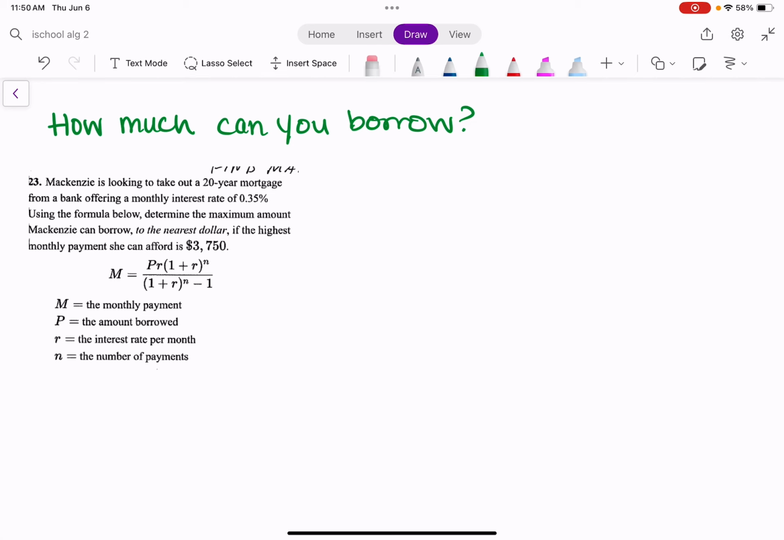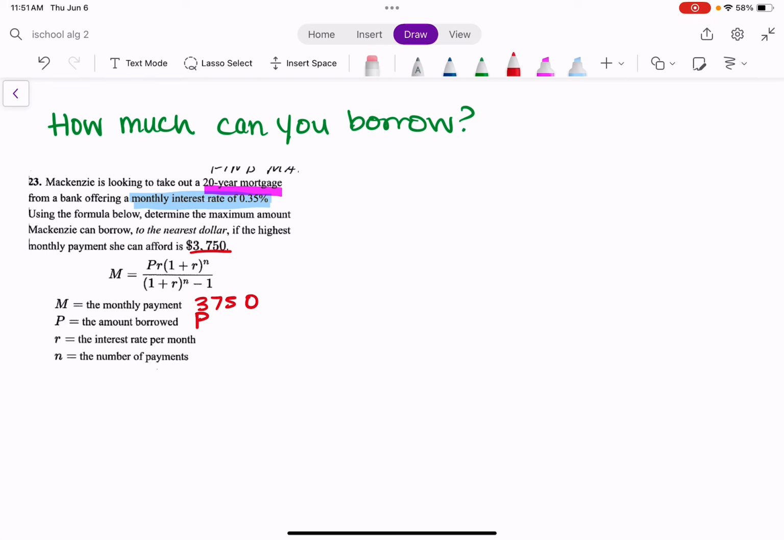mortgage, okay? So Mackenzie is looking to take out a 20-year mortgage from a bank offering a monthly interest rate of 0.35%. Using the formula below, determine the maximum amount Mackenzie can borrow to the nearest dollar if the highest monthly payment she can afford is $3,750. So we know that she can afford a monthly payment of $3,750. Based on this, we're trying to figure out how much she's going to borrow. So I don't know that yet.